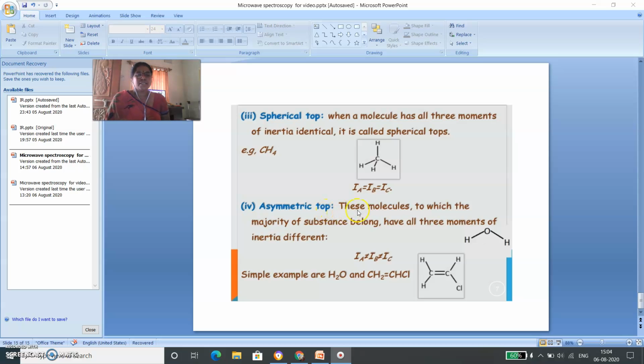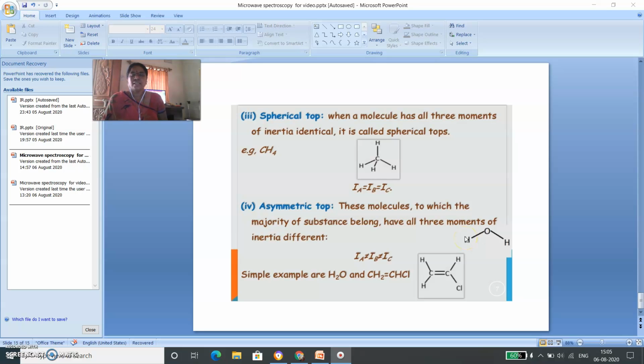And the last one is asymmetric top. So these molecules, to which the majority of substances belong, have all three moments of inertia different. So here you cannot justify where the moment of inertia lies between the two atoms. So in this case, CH2CHCl and water are examples. You cannot judge actually where the principal axis is and how you are going to rotate in those three directions.